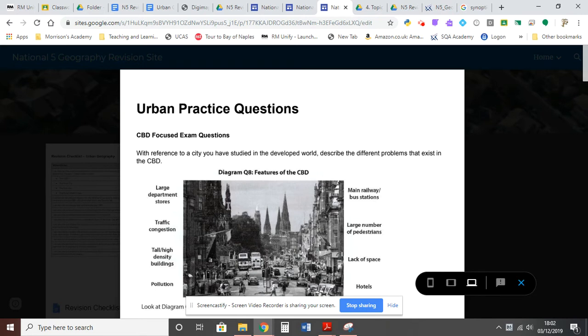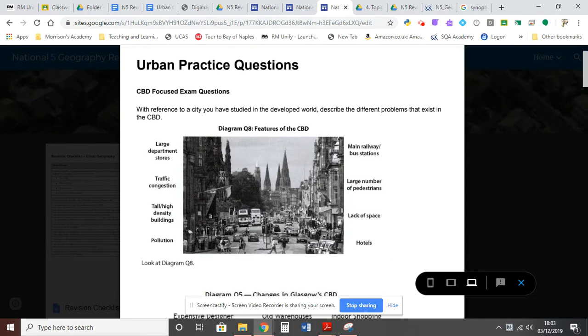You'll find that many of my ideas match your class notes that you've got in your urban geography topic notes. But it's worthwhile pausing this at each stage as I start a new question, and then thinking about what I've just said and the key points, and then move on to the next question. So let's get started. Let's look at questions that focus on the CBD.